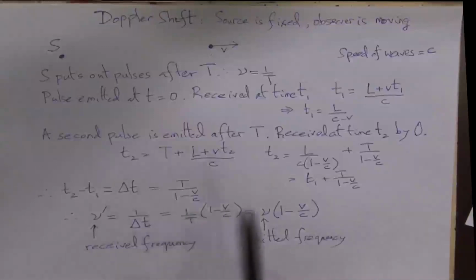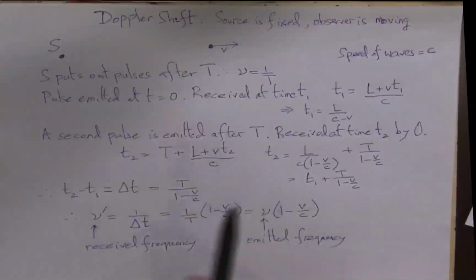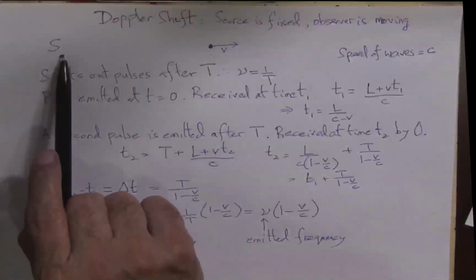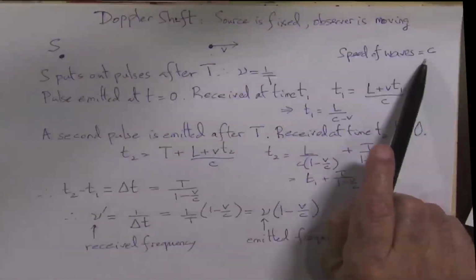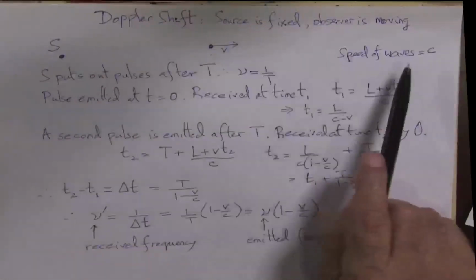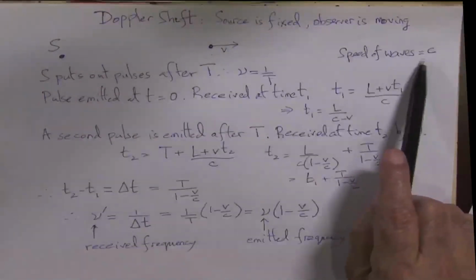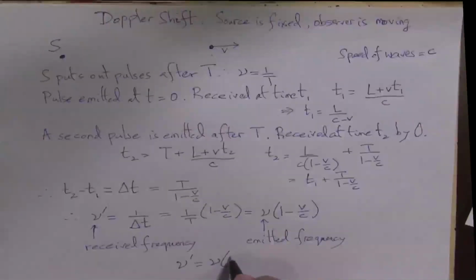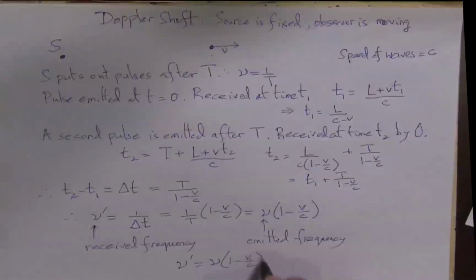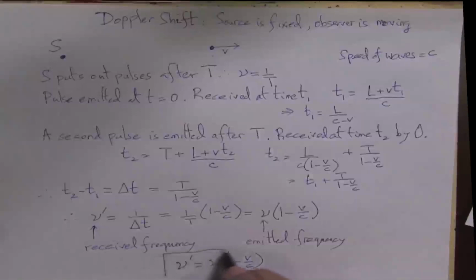Now, here, remember the assumption was that these waves are traveling at constant speed with respect to whatever medium there is, with speed of the waves being c. Okay, so that's a very important formula for the Doppler shift, and it'll come in handy in many places.